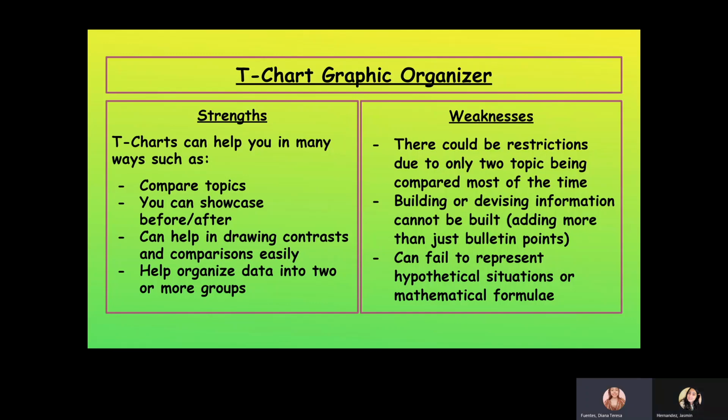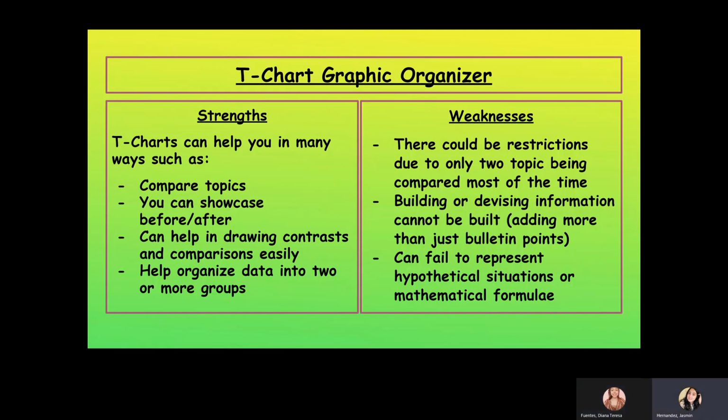T-chart graphic organizer. Now let's look into the strengths and weaknesses of this strategy. Let's look and learn how this graphic organizer can help you. Mostly, it is used to compare a topic by providing two different options. You can showcase a before and after or cause and effect scenario. It can help you in drawing contrast and comparisons easily. You can also use it to organize your data into two or more groups.